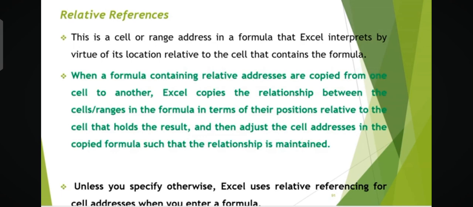Now, when the formula that contains a relative address is copied from one cell to another, Excel copies the relationship, which is the four movement that I was demonstrating earlier, between the cells and the range in the formula in terms of their position relative to the cell that holds the results, and then adjusts the cell address in the copied formula such that the relationship is maintained. So when I copied the formula, which was equal to A1, to a different location, we saw that the value changed. We didn't get the same value because the relationship wasn't maintained.